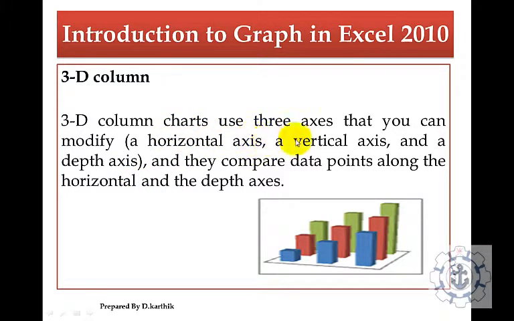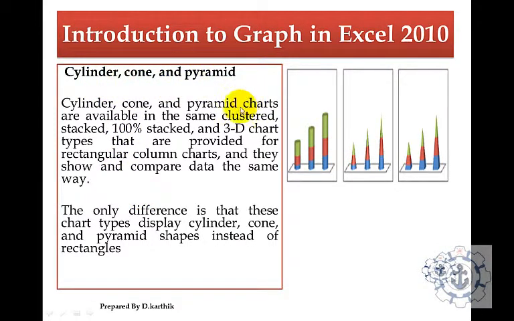A 3D column chart uses three axes that you can modify: the horizontal axis, vertical axis, and the depth axis. They compare the data points along the horizontal and depth axes. And cylinder, cone, and pyramid. The cylinder, cone, and pyramid charts are available in the same clustered, stacked, 100% stacked and 3D chart types that are provided for rectangular column charts. And they show and compare the data the same way. The only difference is that the chart type displays cylinder, cone, pyramid shapes instead of rectangles. So the other charts like cylinder, cone, and pyramid are the same as the rectangle chart, but the only difference is the shape used to represent is different.